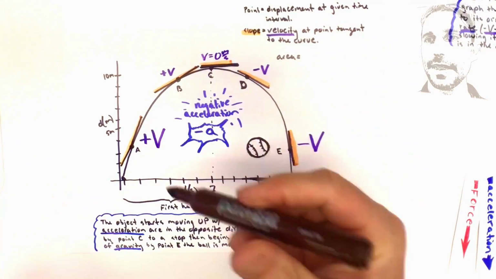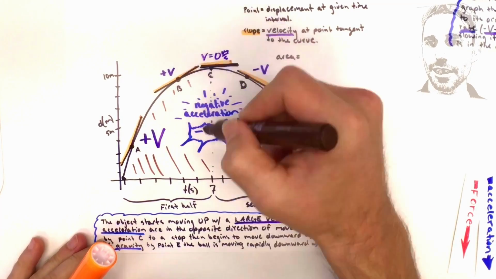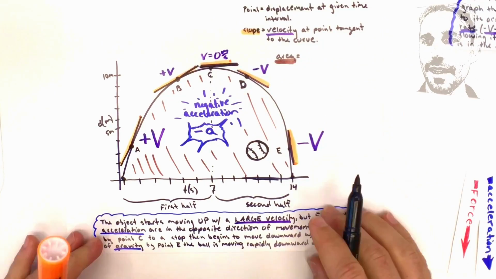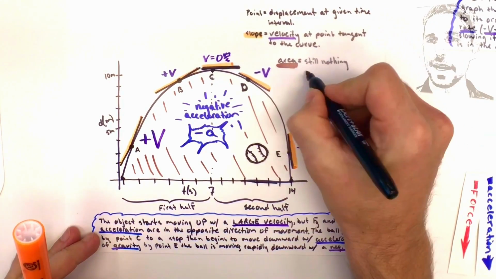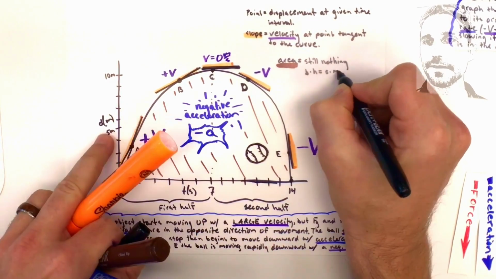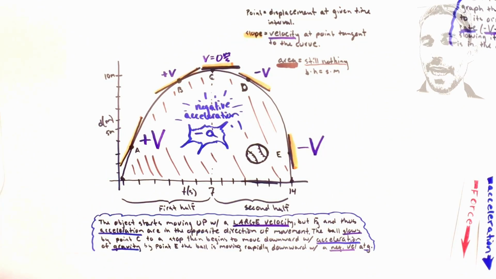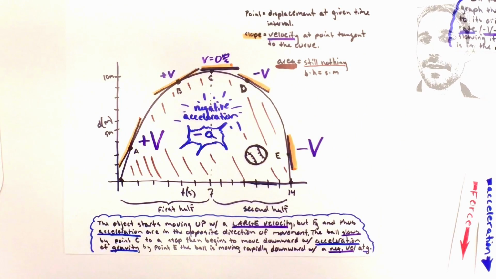So the slope is the velocity at the point tangent to the curve. And we just looked at that. Now the area, again, is still base times height, seconds times meters, and a second meter doesn't really mean much for us, so area we're not doing much with.